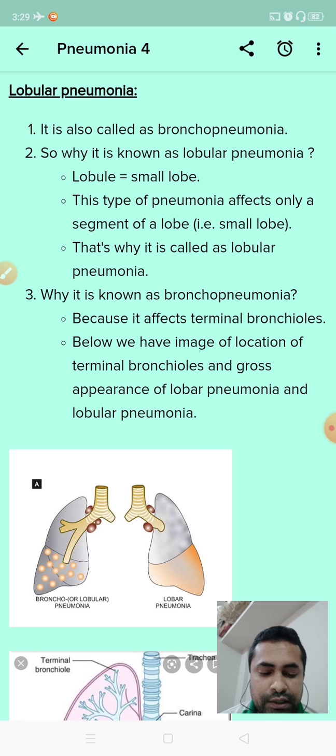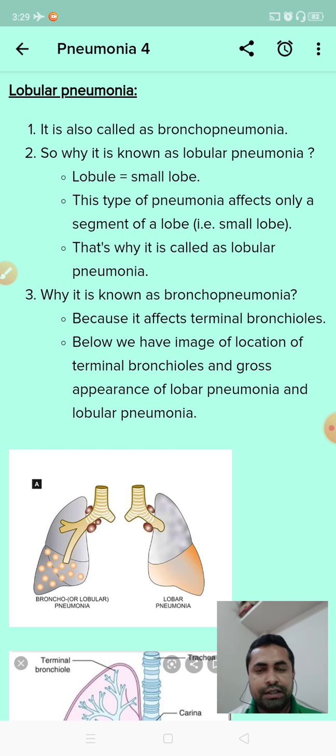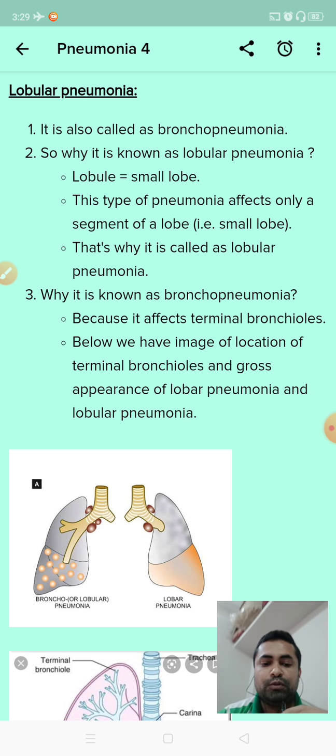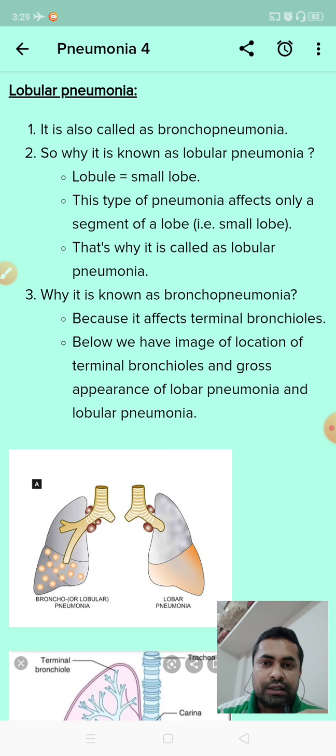So in the last lecture we studied lobar pneumonia, and in today's lecture we will study lobular pneumonia. There is a difference between lobar pneumonia and lobular pneumonia. First of all, lobular pneumonia is also known as bronchopneumonia. And why is it called lobular pneumonia?